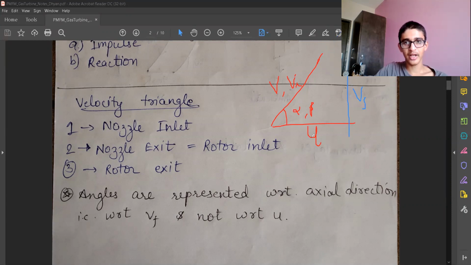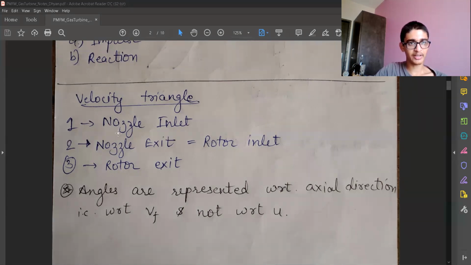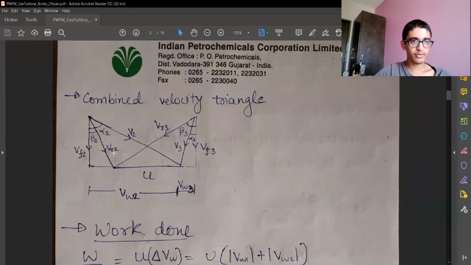So that's the change. And you must remember the terminology given in the question, whether the angle is with respect to U or with respect to VF, or whether it is in the direction of blade speed or in the direction perpendicular to blade speed. Over here you can get tricked in the questions. So let's look at the velocity triangle. They are very much the same as what we have seen in steam turbines also.